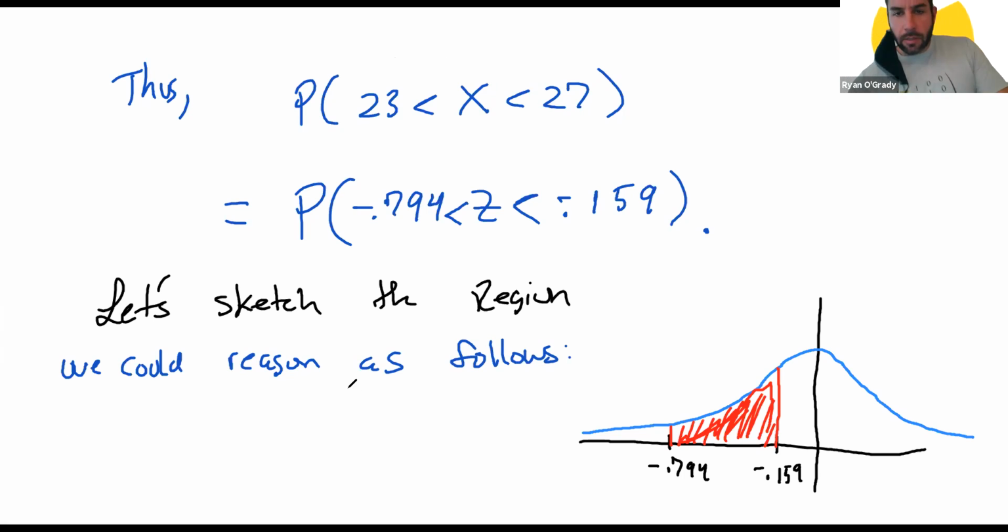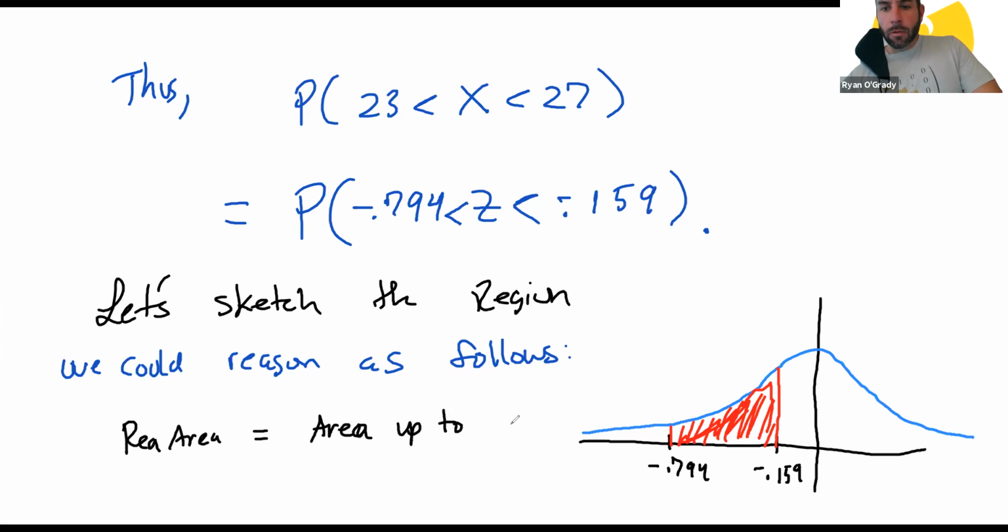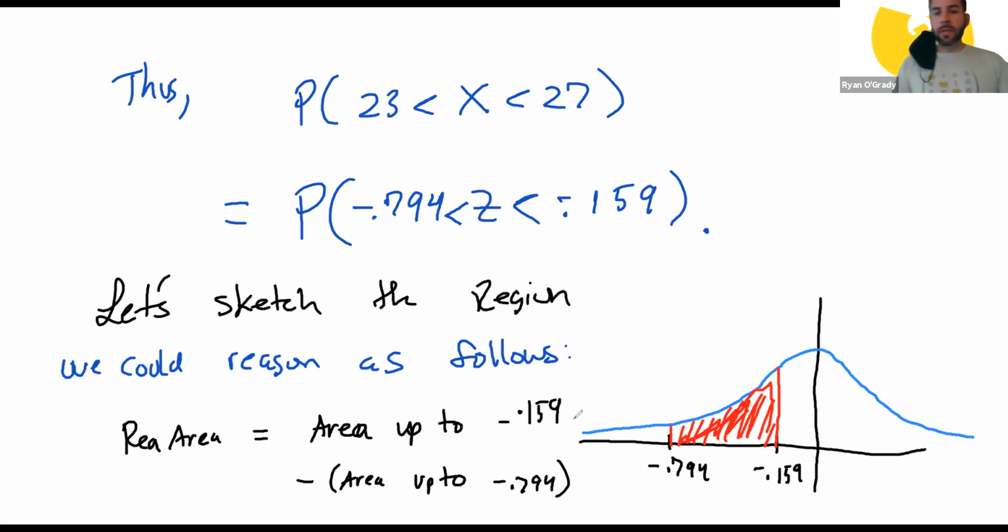So we could reason as the red area equals area up to negative 0.159 minus the area we don't want, which would be the area up to negative 0.794. Does that make sense? So I'm going to say this red area is everything, subtract off this piece.